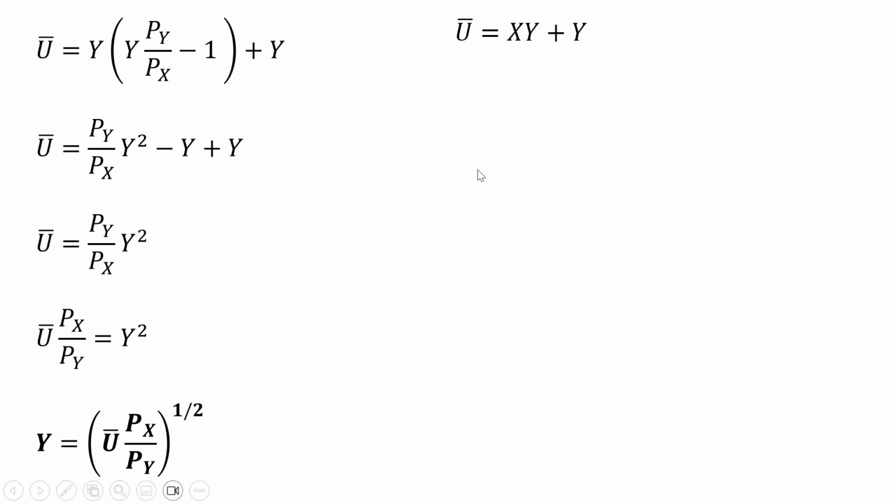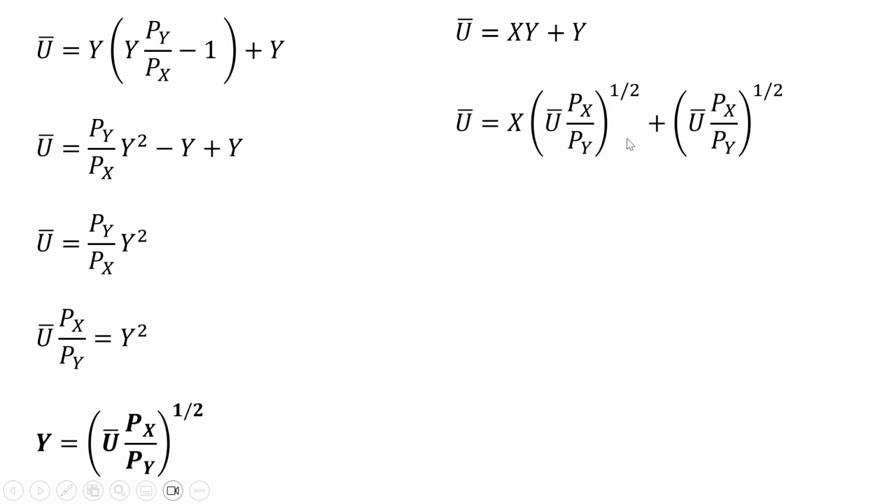To get the compensated demand for good x, we take our utility function here, again u bar the constant level of utility, where we have y. I'm just going to plug in the compensated demand for good y. So making a substitution, we get this result. And now I'm going to divide through both sides by what's in parentheses. That gives us this result right here.